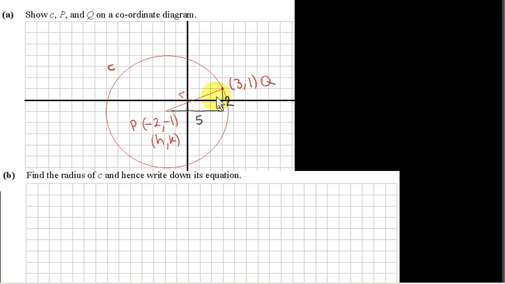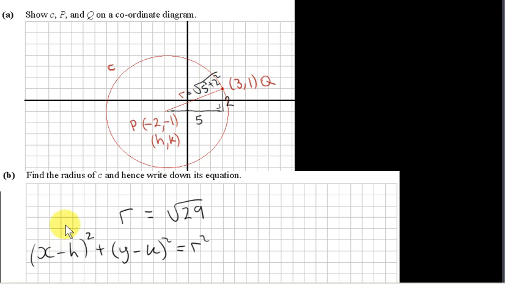So now we can just apply Pythagoras' theorem. R is the square root of the sum of the squares of the 2 short sides of this right angle triangle. So we square 5, square 2, get the sum, and then get the square root. 5 squared is 25, 2 squared is 4, we get root 29.